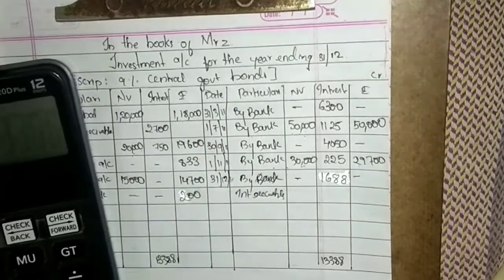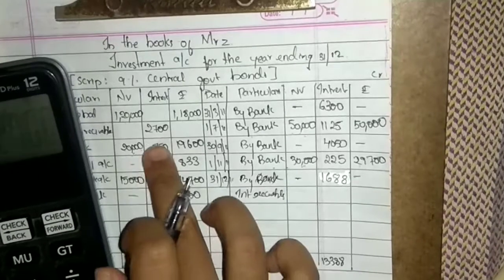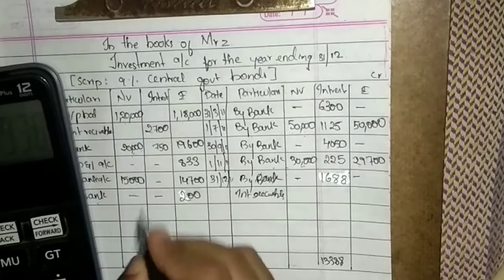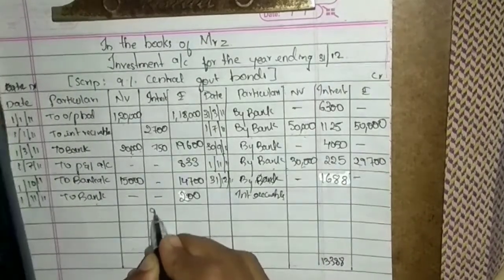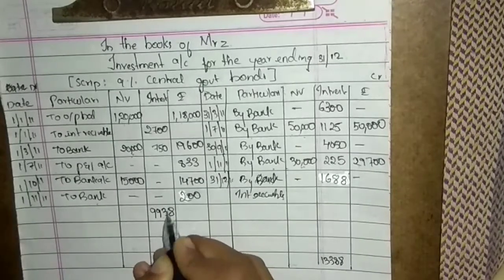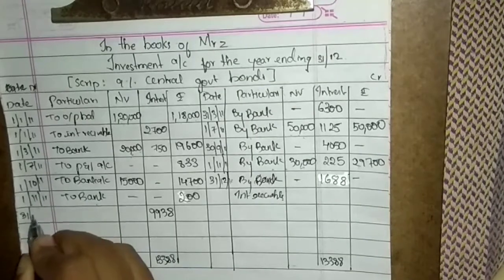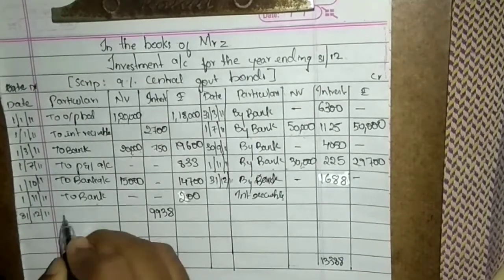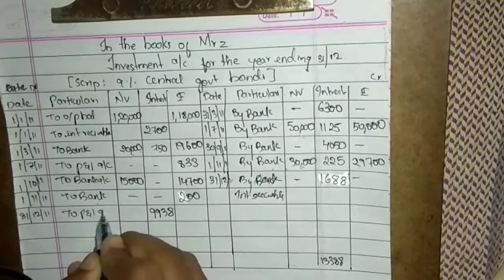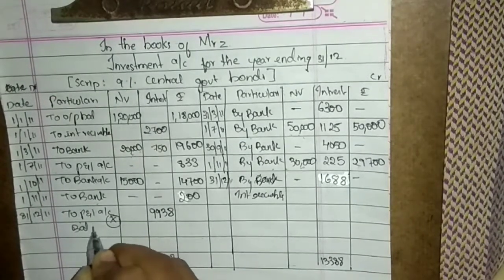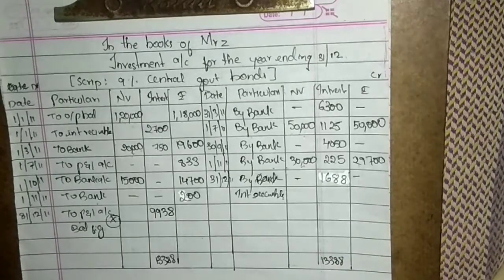13,388 minus 2,700, minus 2,700, minus 750 will come to 9,938. So this will be called as on 31st December 2011 to P&L account, and this will be the balancing figure of the interest column. Balancing figure. Now we will see how much of the investment is being with us and what is the value of that.